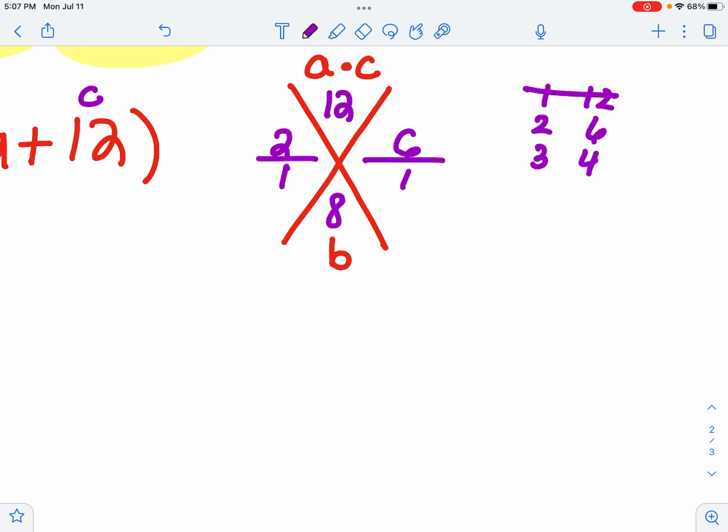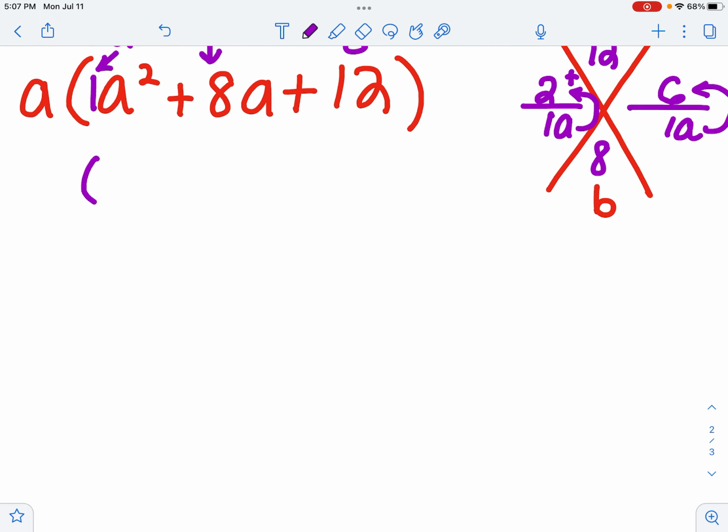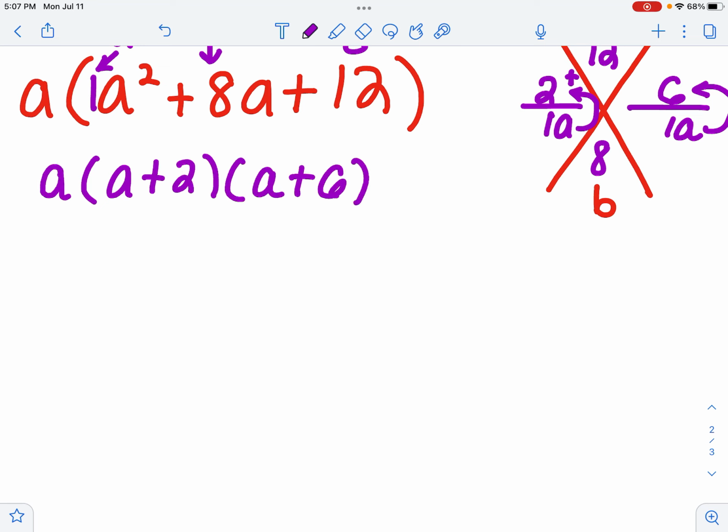You write this in an upside down method. So this 1 right here is actually the coefficient in front of A. This is an A plus 2. And this is an A plus 6. So let's go ahead and write down those 2 factors. We said we have an A plus 2 and we have an A plus 6. And then don't forget about your initial A in front, this A right here.